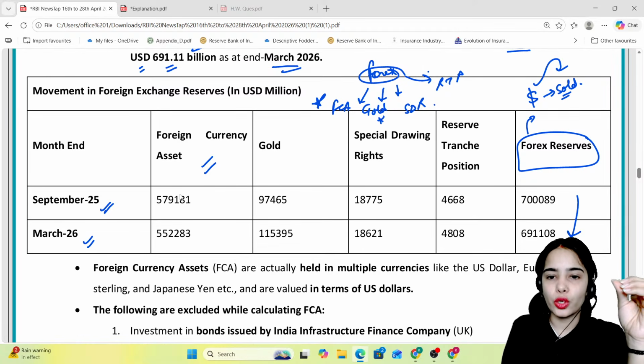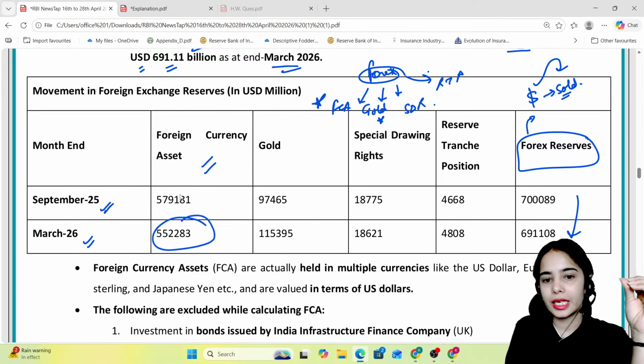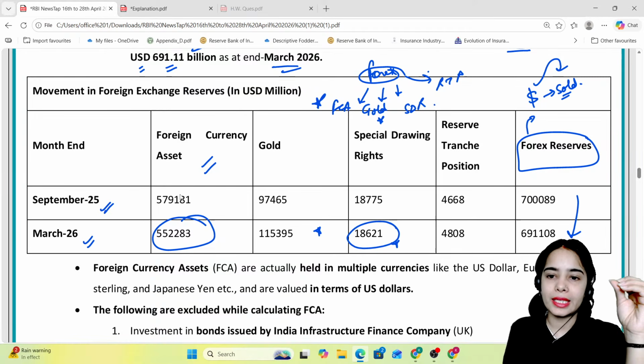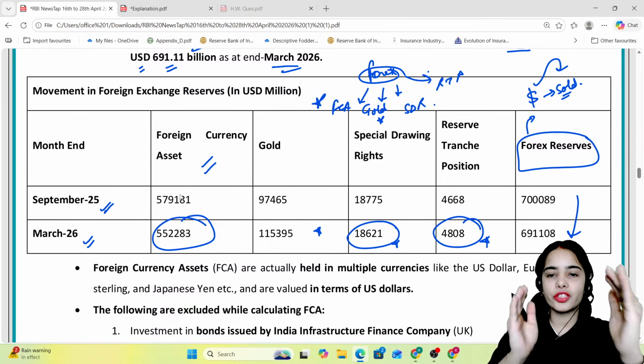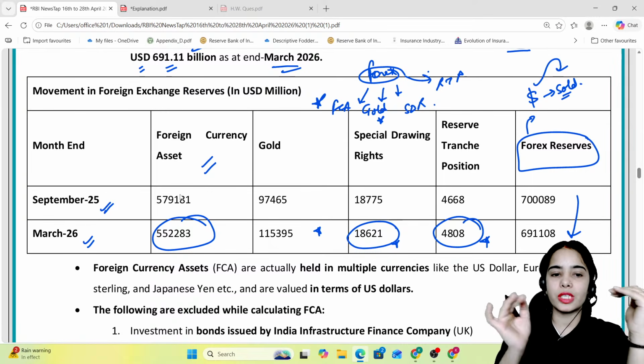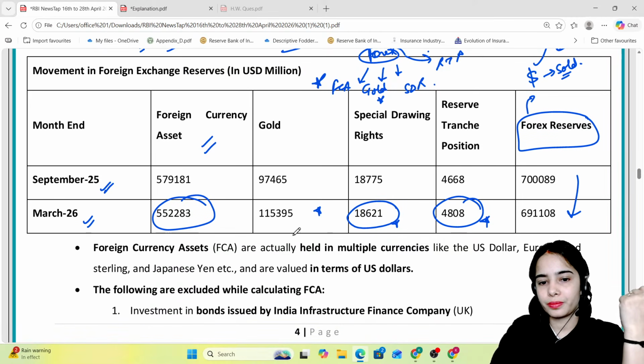Then there is the gold. After that, there is the special drawing rights. Okay. Then there is the reserve tranche position. So this is the basic idea that the largest portion in the foreign exchange reserves is of the foreign currency asset. Any confusion, anyone?